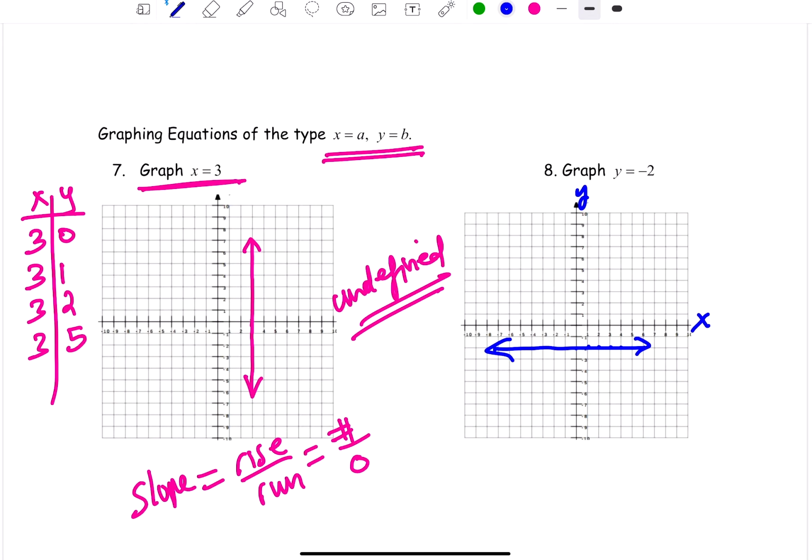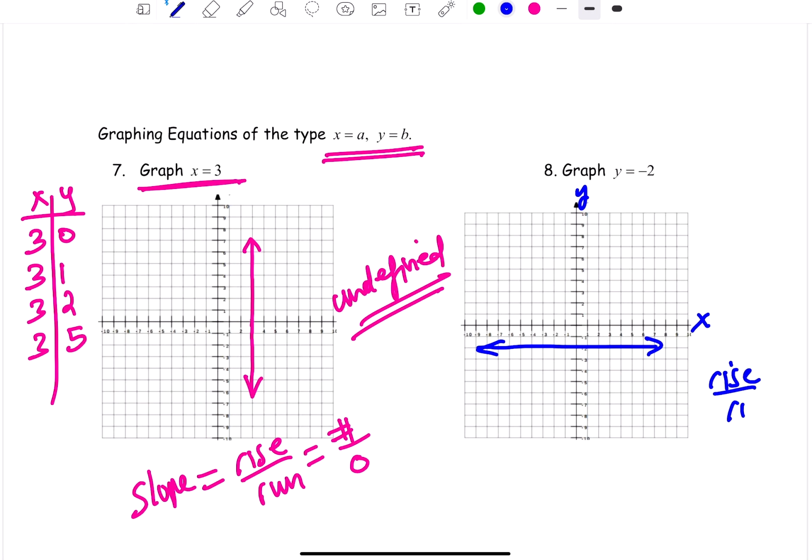And for this line, we can see it is going to be a function because it will pass the vertical line test. We can draw any vertical line through this graph, and that would not be touching the graph at more than one point. So it passes the vertical line test, and it's a horizontal line.